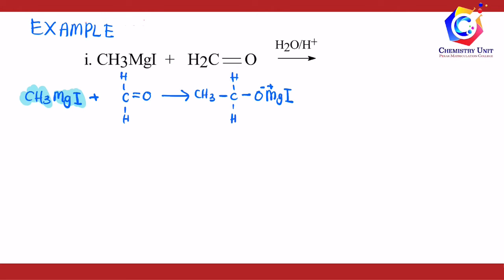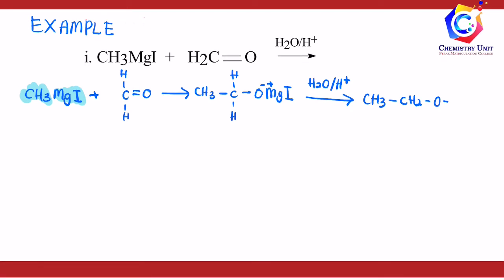And next, to remove your MgI, we need to carry out hydrolysis with acidic water. So you will get CH3, CH2, O, H. Okay, so hydrogen comes from the H2O, and your side product will be MgOHI. Again, your OH also comes from the H2O.